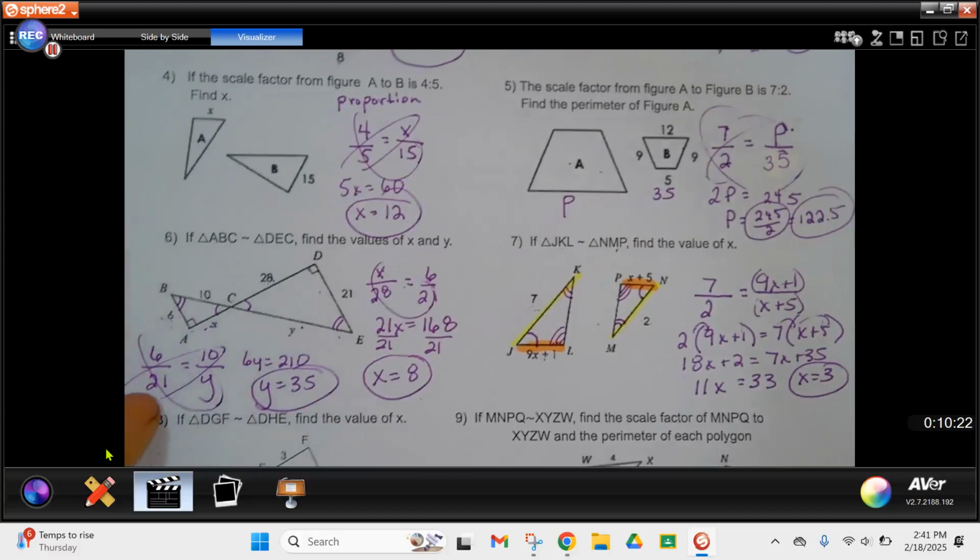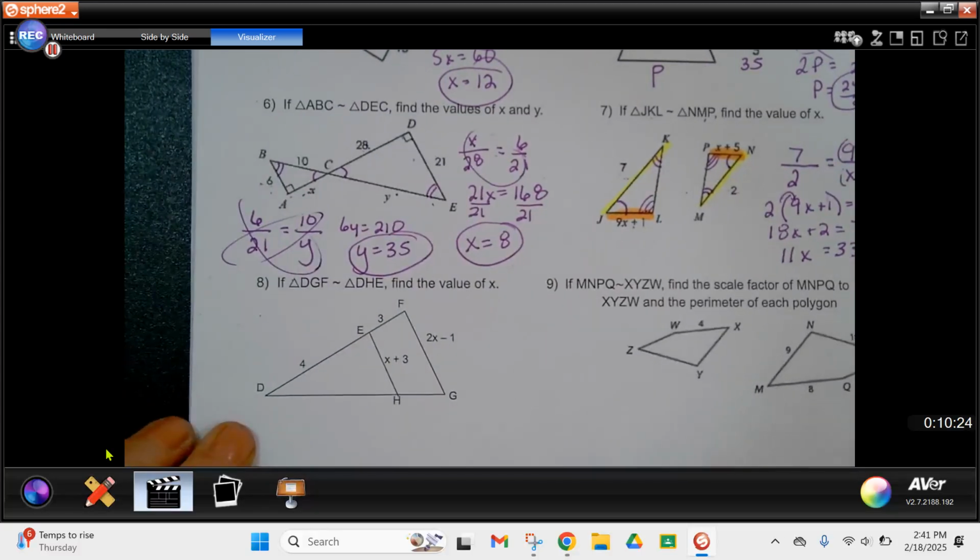Okay, number 8. And the nice thing about YouTube videos is you can slow them down. You could change the speed. If you go to settings on YouTube, you can change the speed and watch this even slower.